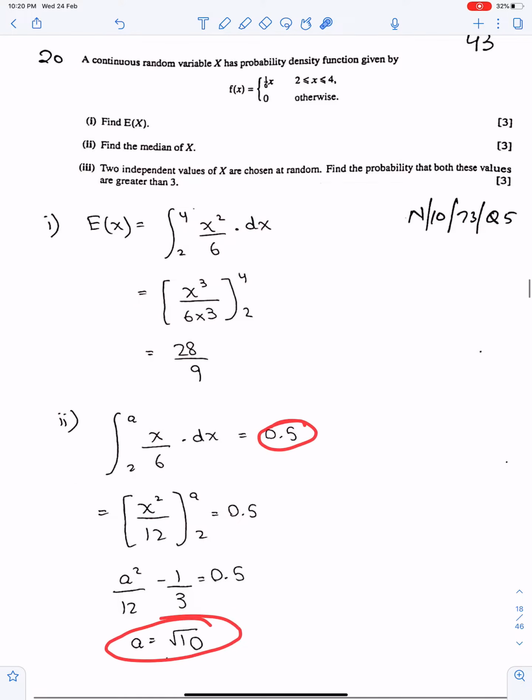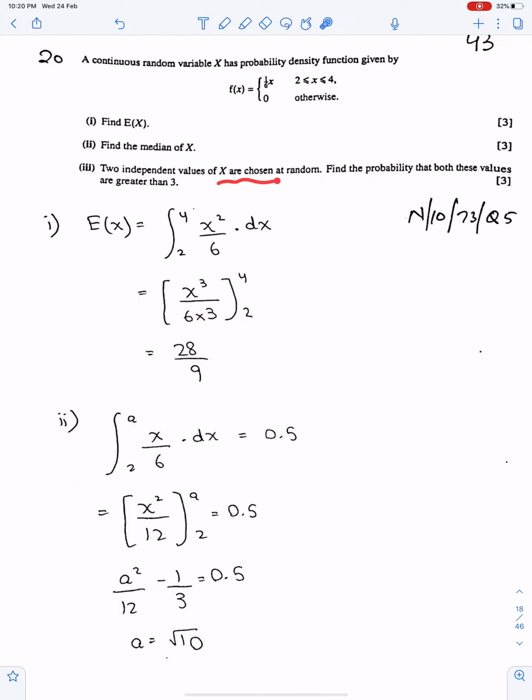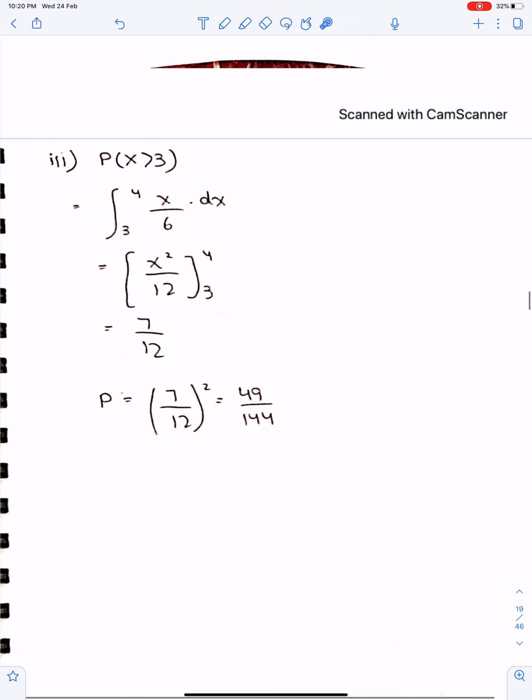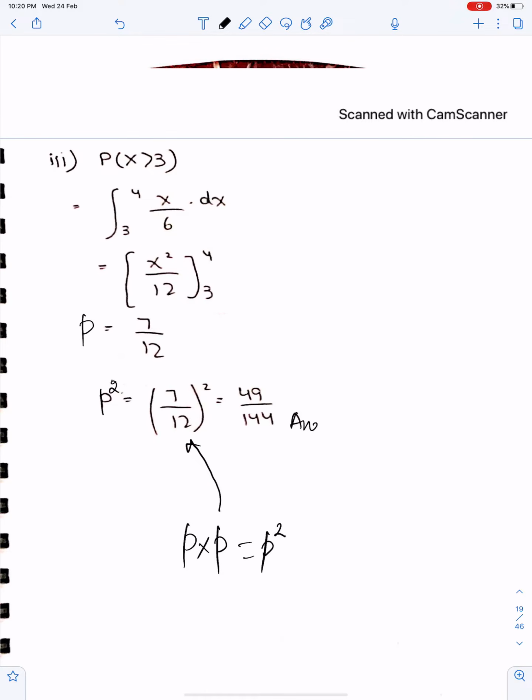This is the median. Two independent values of x are chosen at random. Find the probability that both of these values are greater than 3. First get this probability, greater than 3, with 3 as the lower limit. So this is the required probability, and it says both. Both means p power 2, meaning p into p. It's here. That's the final answer. And it's better to leave the answer as a fraction. Otherwise, you have to give your answer up to 3 significant figures.